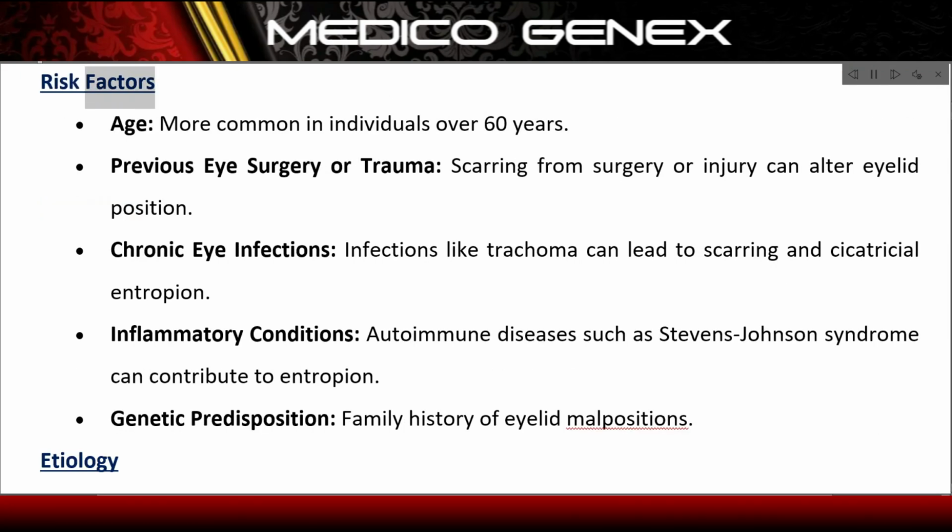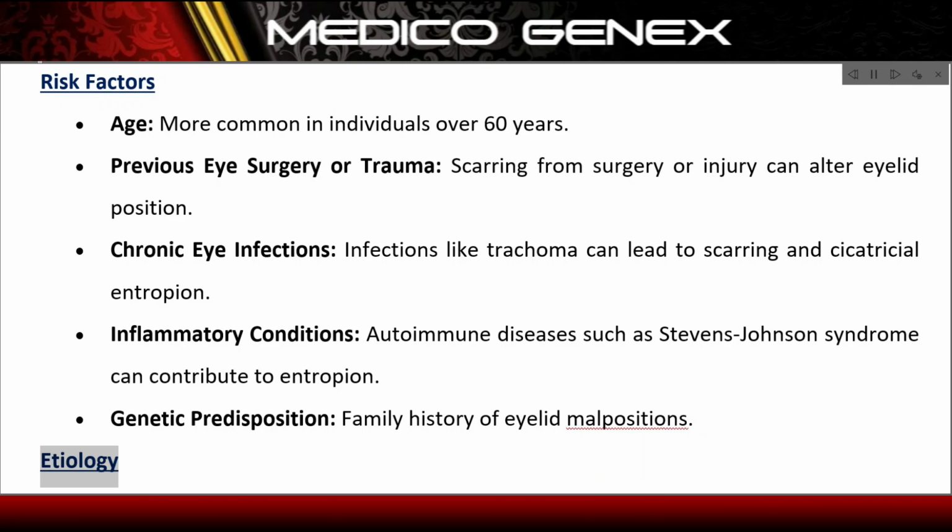Risk factors. Age, more common in individuals over 60 years. Previous eye surgery or trauma, scarring from surgery or injury can alter eyelid position. Chronic eye infections, infections like trachoma can lead to scarring and cicatricial entropion. Inflammatory conditions, autoimmune diseases such as Stevens-Johnson syndrome can contribute to entropion. Genetic predisposition, family history of eyelid malpositions.